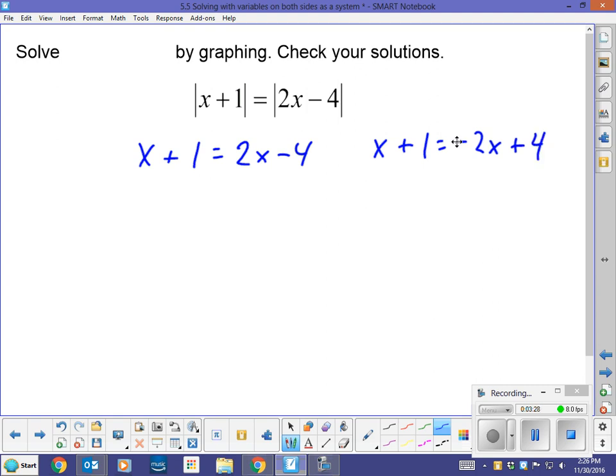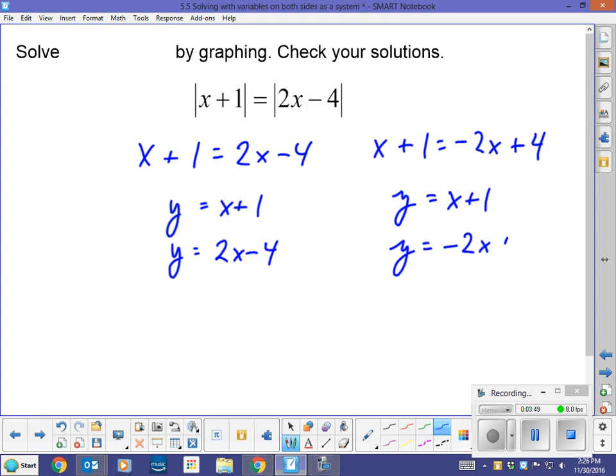Okay, so we've got essentially two systems here. Well, let me put one extra step in here so we can see the two systems. y equals x plus 1 and y equals 2x minus 4. Then over here, y equals x plus 1 and y equals negative 2x plus 4. So we have two systems we have to solve by graphing. So let's put these into the graphing calculator and see what we get.